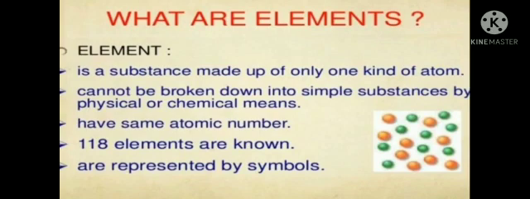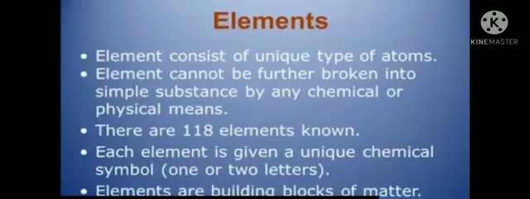Next is what? About elements. An element consists of a unique type of atom. An element cannot be further broken into simpler substances by any chemical or physical means. Elements are the building blocks of matter. It has a chemical symbol, one or two letters.